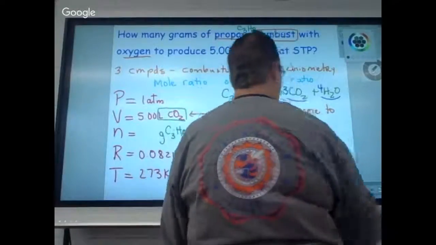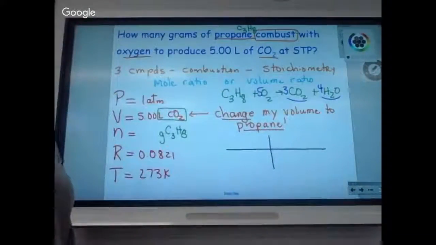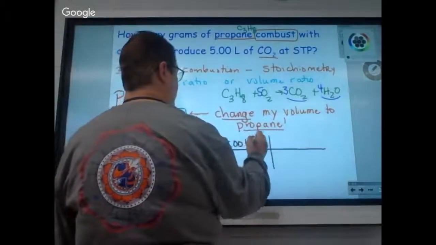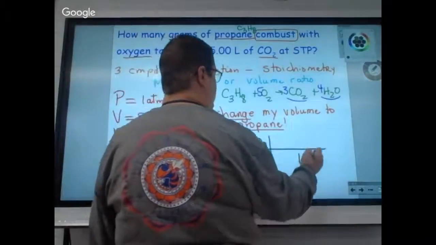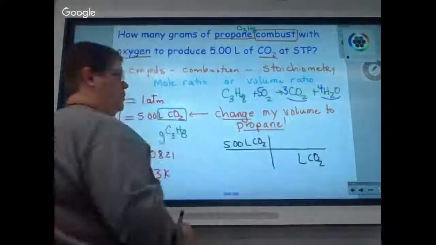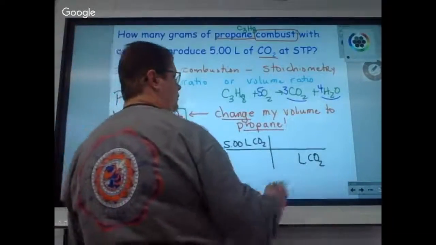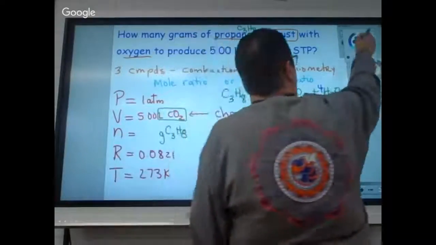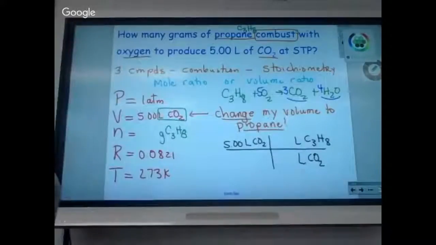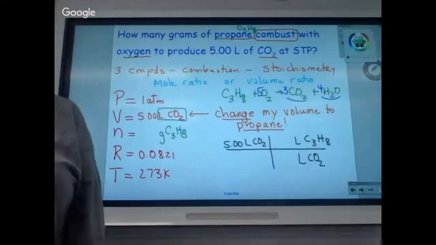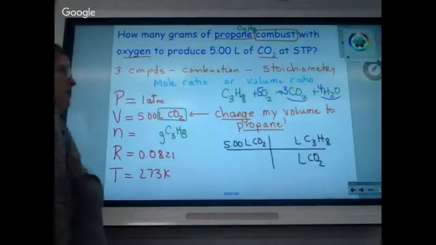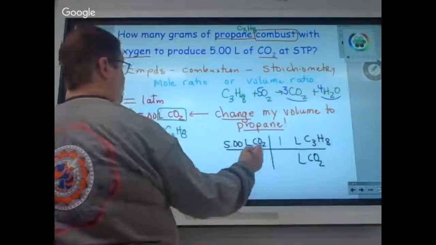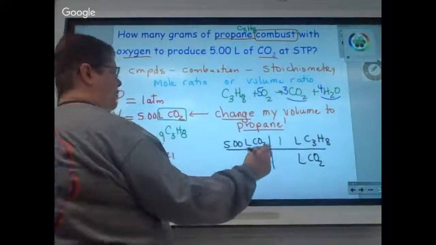So I'm going to draw a T-chart. What goes on top? Liters of CO2. What goes on the top? The number you start with is always the one they give you in the problem. Where do the numbers come from? What's in front of propane? What's in front of CO2? Okay, I hear 3, I hear 5. One of those is right, one of them is not.